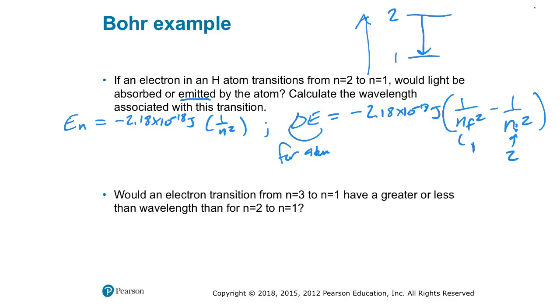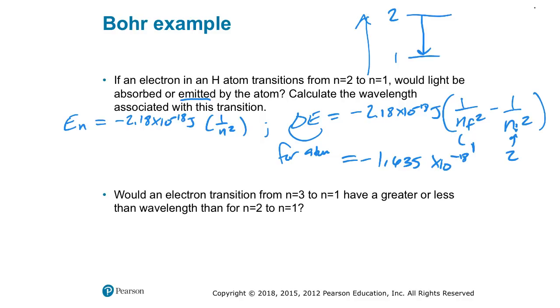Just like I've talked a fair bit in Chapter 5, just enter the minus signs as you see them, and don't try to get too fancy. Just do minus 2.18 times 10 to the minus 18, parentheses, 1 divided by 1 squared is 1, minus 1 divided by 2 squared, which is 1 divided by 4. And so that works out to be minus 1.635 times 10 to the minus 18.